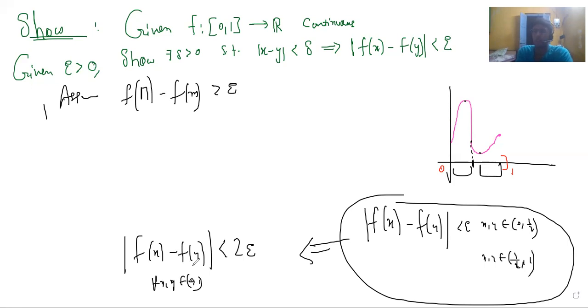And on the right side also. But then I'm claiming that it implies, it just means that the difference between any two functional values is less than epsilon in 0 comma 1, in 0 comma half, and also in half comma 1. Epsilon is fixed throughout. So can anybody explain why this is true? This just follows from an intermediate value theorem. It's a 2 epsilon thing.